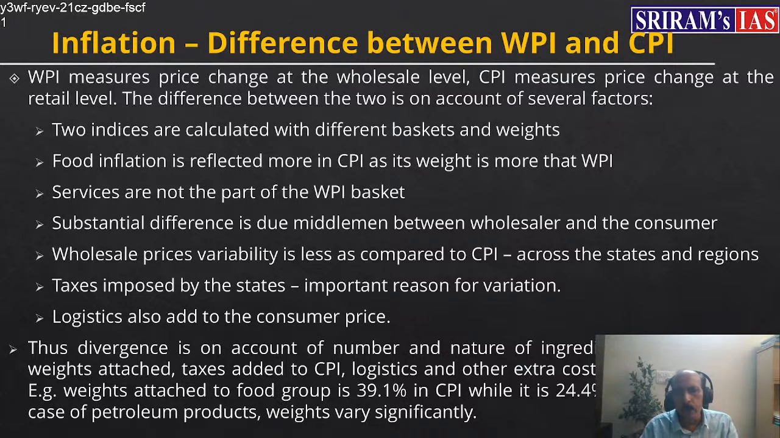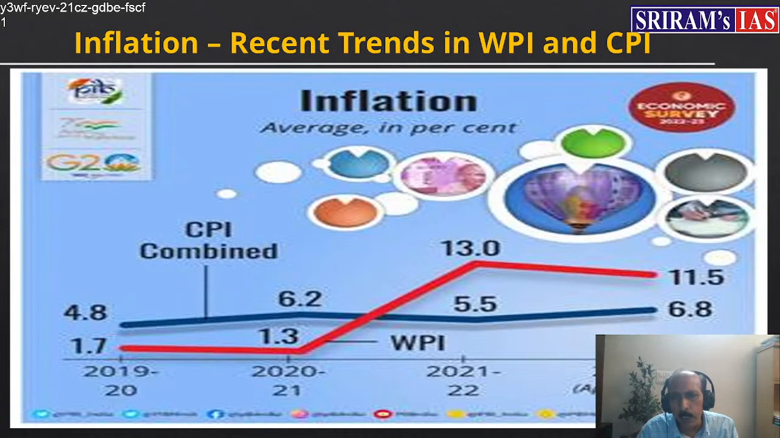Here I mentioned certain differences between the two. As I said, in WPI, we do not take into account services. We do not take into account the manufactured products by the informal sector, but both are included in the CPI. Weights assigned to various groups of commodities are different in CPI and in WPI, and the basket is different. That's why the change in prices measured through WPI and CPI will be different. That's why when we use these two price indices, we have to be very careful. You see the difference in the last 2-3 years.